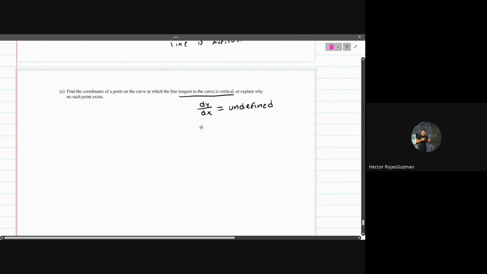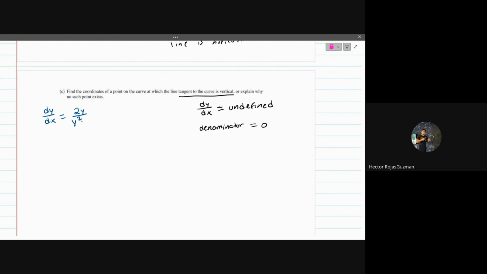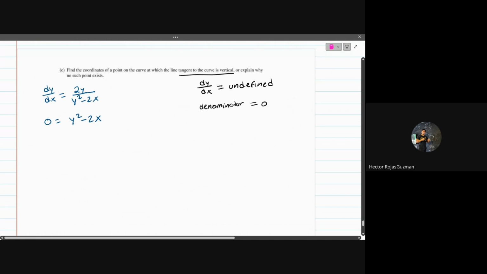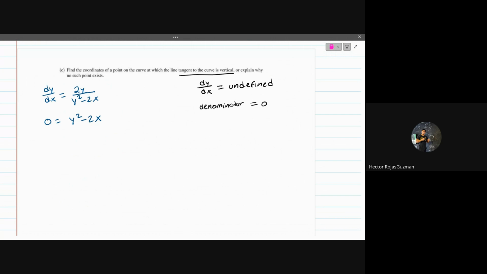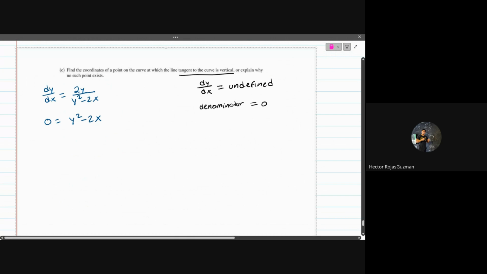In other words, the denominator of the derivative must be set equal to 0. So we start with our derivative, dy dx is equal to 2y over y squared minus 2x. Make the denominator equal to 0. And now you can solve for whatever you want. You can either solve for x or you can solve for y. I'm going to go ahead and solve for x.